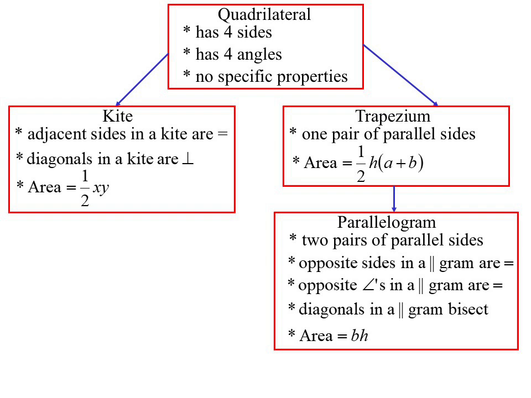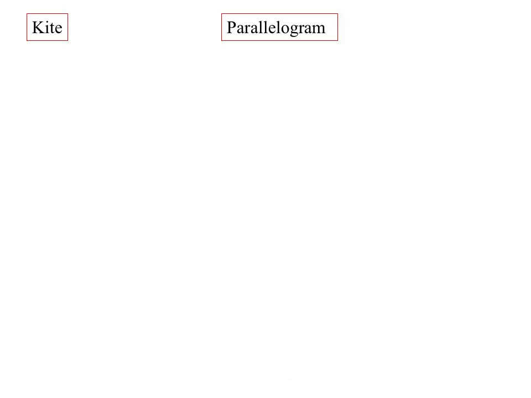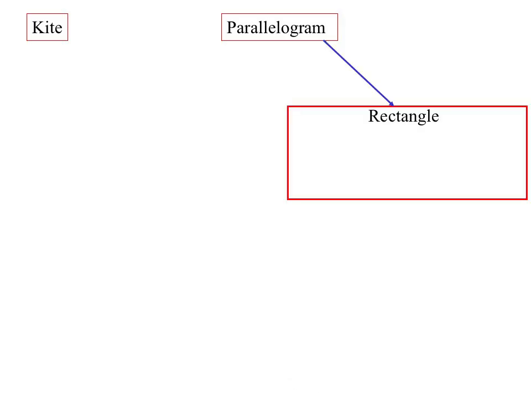If you want to show something is a type of shape, then we would have to show one of these features. But with the parallelogram, actually, we can combine 2 of them together and only prove it for 1 pair of sides. So if you've got a pair of sides and you know they're both equal and parallel, it must create a parallelogram. So kite, parallelogram. Parallelogram branches down to then a rectangle.